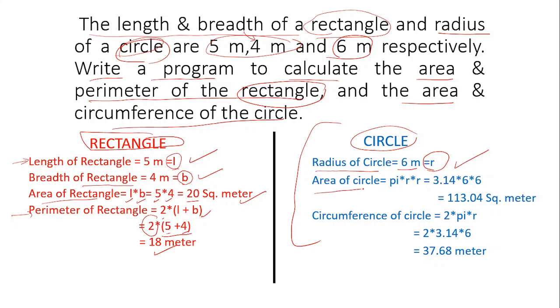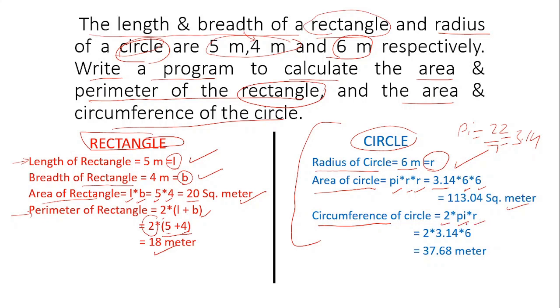We must know the formula of area of the circle is pi r square. So we will multiply pi. Pi has the value 22 by 7, or we can say 3.14. We directly put it 3.14 into 6 into 6, which is 113.04 square meter.